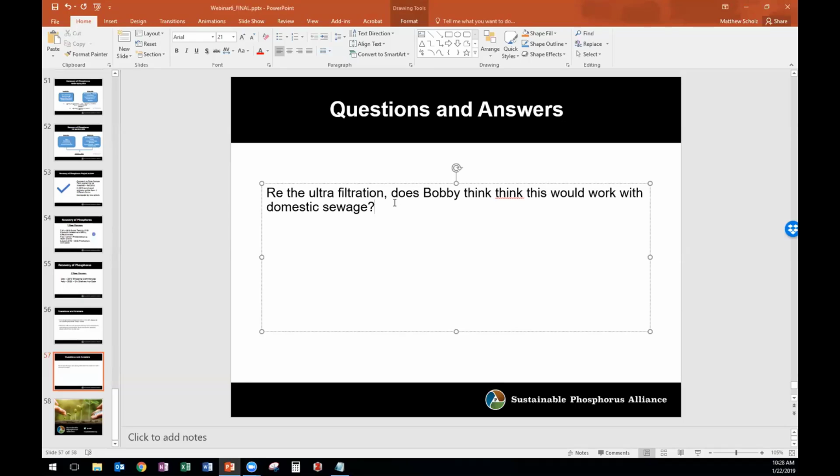So the first question we got is regarding the ultrafiltration, whether you think this would work with domestic sewage. So we have processed domestic sewage and septage, and it absolutely works well. I think it depends on what the goal is, but people are already using ultrafiltration in what's called a membrane bioreactor, where you have a domestic sewage or treatment plant with activated sludge process, and you then run that material through the ultrafilter to release a clean effluent, and you recycle the biomass back. So that's something that our system is certainly able to handle.